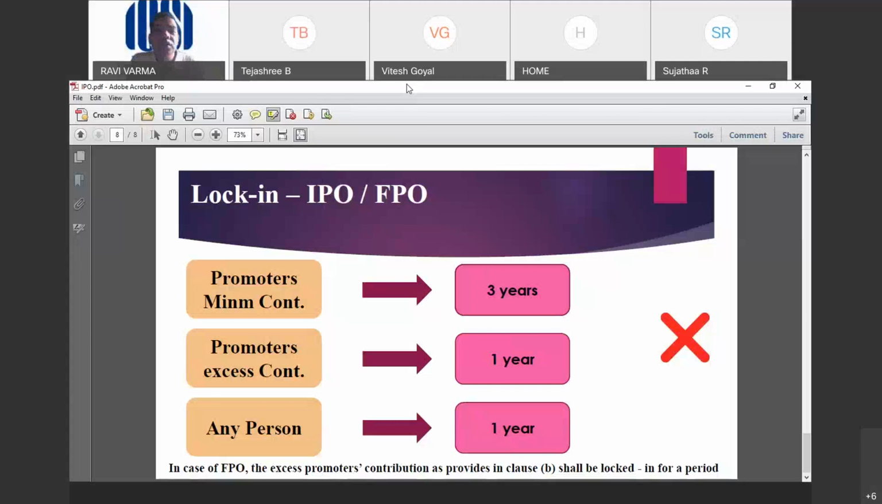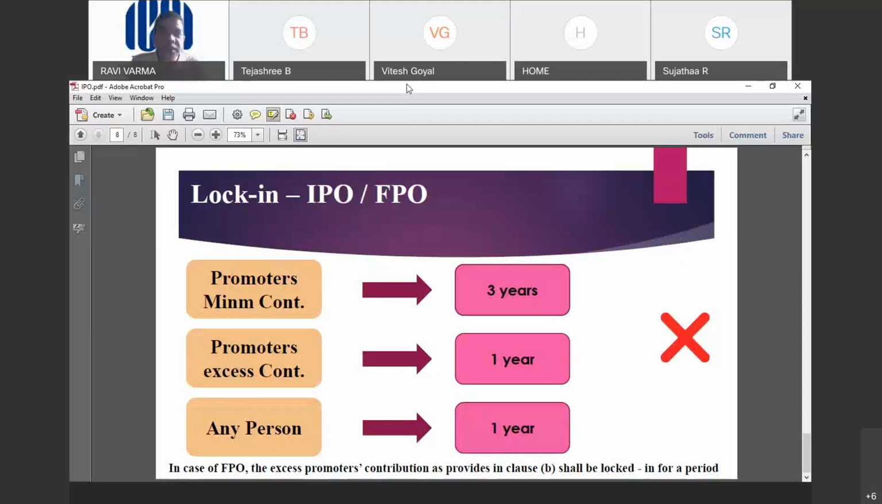Promoter's excess contribution, what they have contributed in excess, right? If, for example, the minimum contribution they are required to make is 20%, the law doesn't stop them from contributing more than 20%. So whatever excess they give apart from 20% will be under lock-in for a period of 1 year, because it is excess. But the minimum should be under lock-in for 3 years.